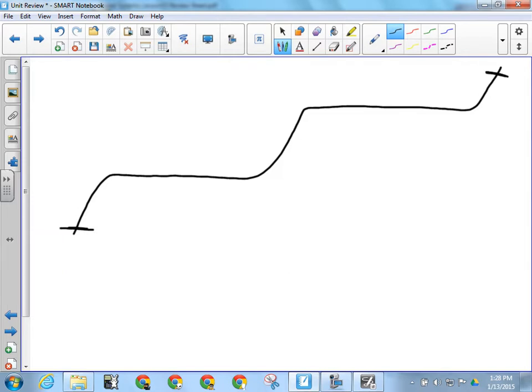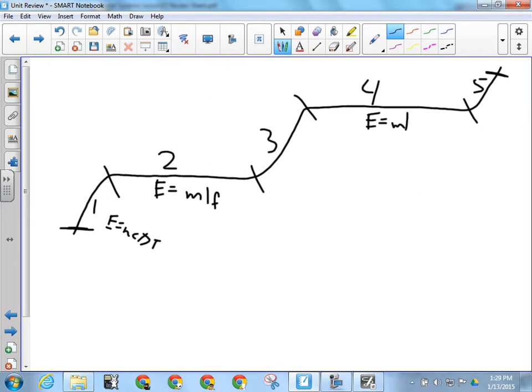So I've got 1 step, 2 steps, 3 steps, 4 steps, 5 steps. Anywhere where the line changes direction is the start of a new step. This is the biggest one that you could be asked to do. It's got all 5 steps. What formula do I use anywhere where the line is going up? E equals mc delta T, because temperature is changing anywhere the line goes up. Here I would use E equals mLF, because it's dealing with melting and freezing. And up here I would use E equals mLV because that's where it's vaporizing. Here is mc delta T, and here is mc delta T.